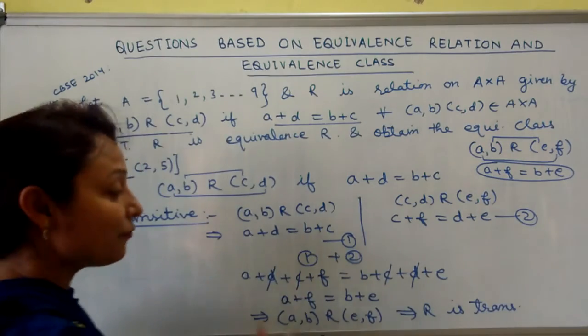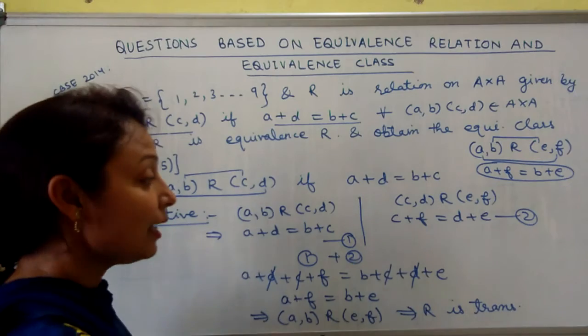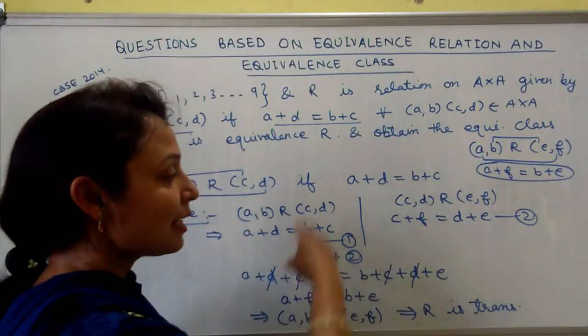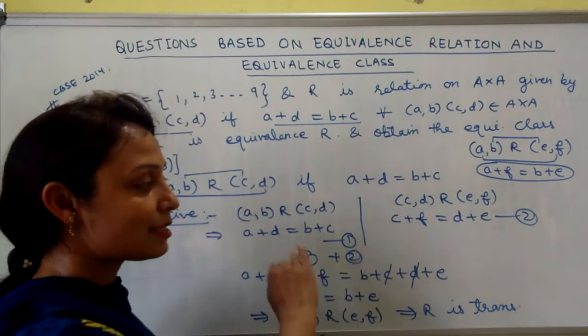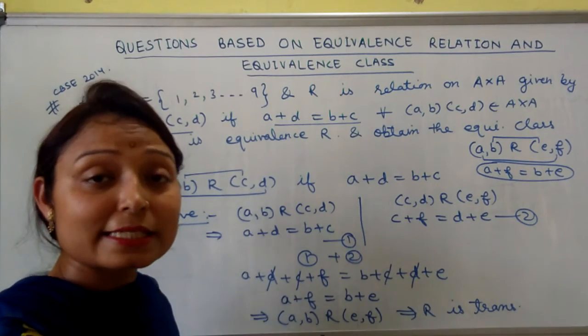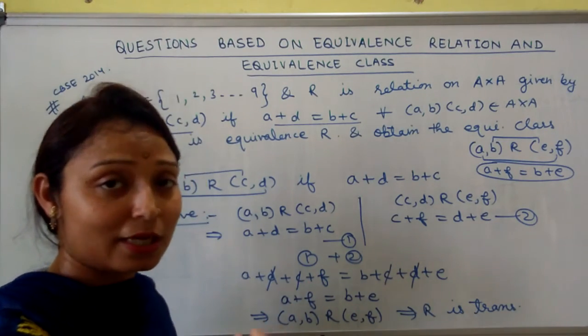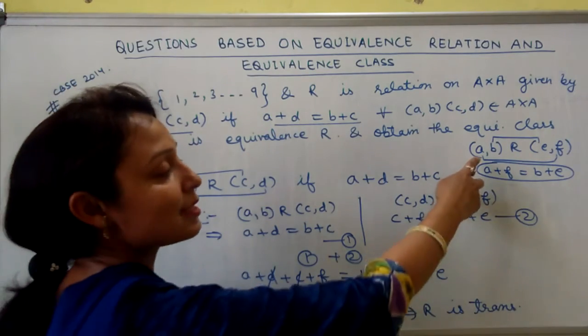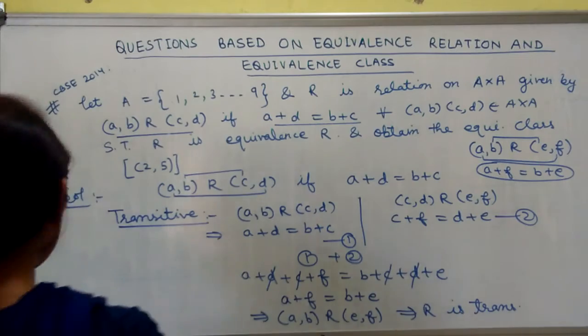In the transitive we need to prove it. There is one operation which is applied in this transitive relation: either addition, or multiplication, or division. So we need to apply one operation to prove this. Okay, now come to the equivalence class.